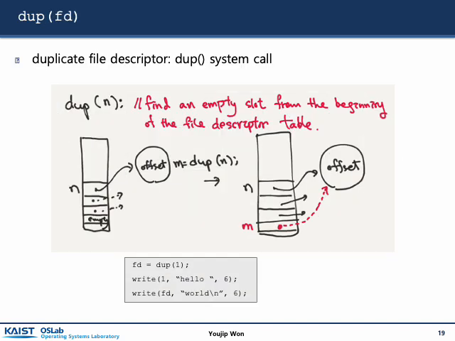The dup system call duplicates a file descriptor. The argument of the dup system call is the file descriptor that will be duplicated. The dup system call finds an empty slot from the beginning of the file descriptor table, and if it finds an empty slot, it duplicates the target file descriptor entry to the empty slot.